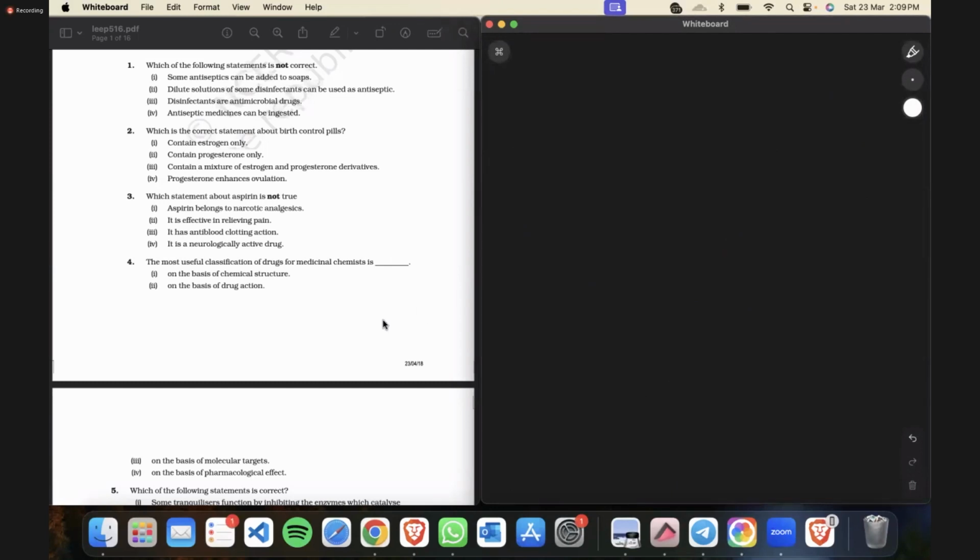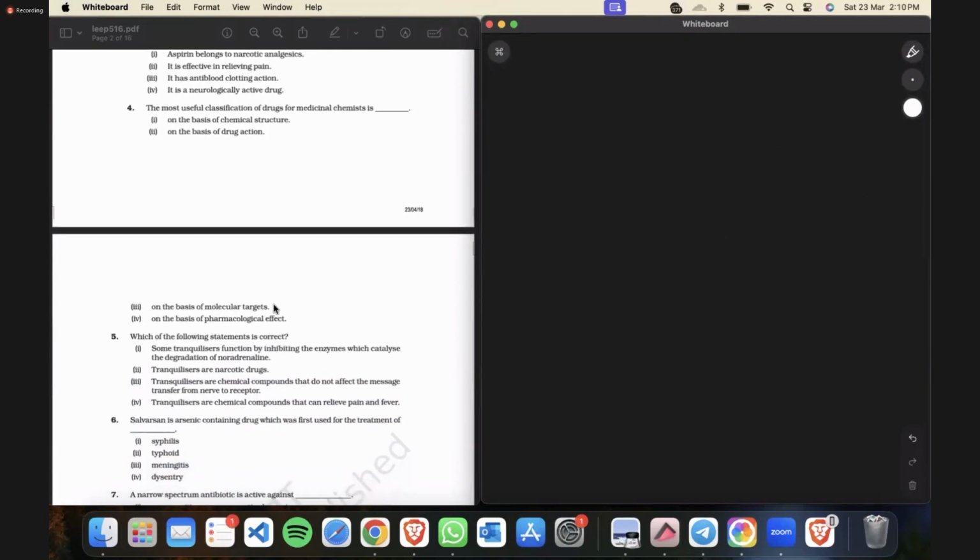Okay, now next question. The most useful classification of drugs for medicinal chemists is on the basis of chemical structure, on the basis of drug action, on the basis of molecular targets, or on the basis of pharmacological effect. So option C is correct.